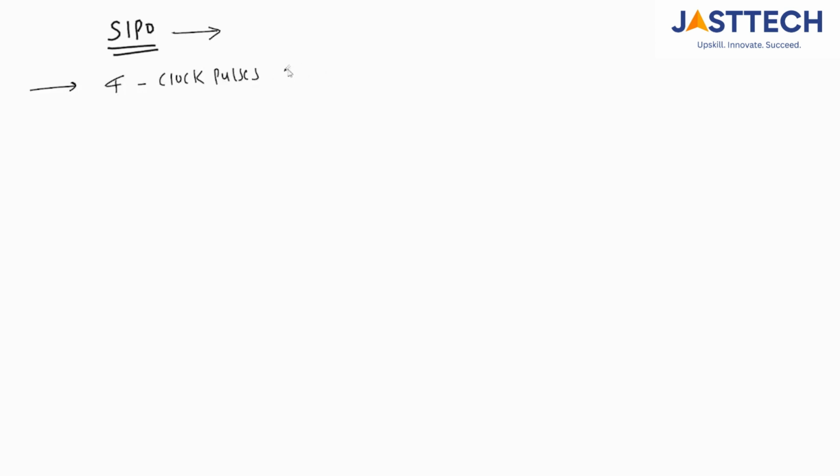Pulses are required for loading the data. For serial data in, one clock pulse is required for taking out the data. During parallel out, you require only one clock pulse. Parallel data out.